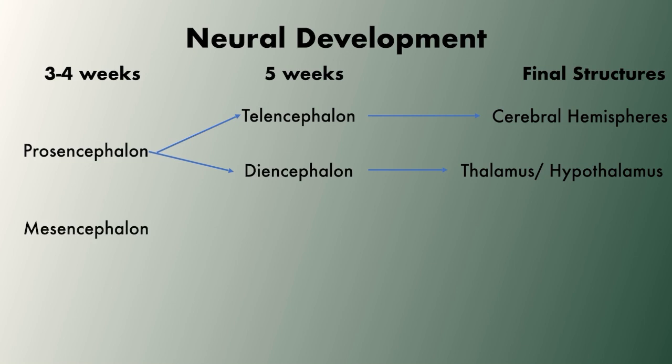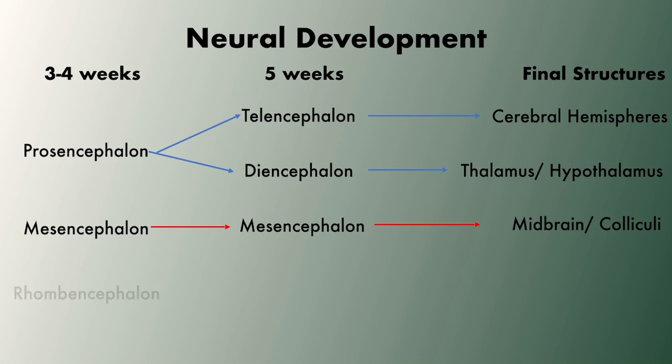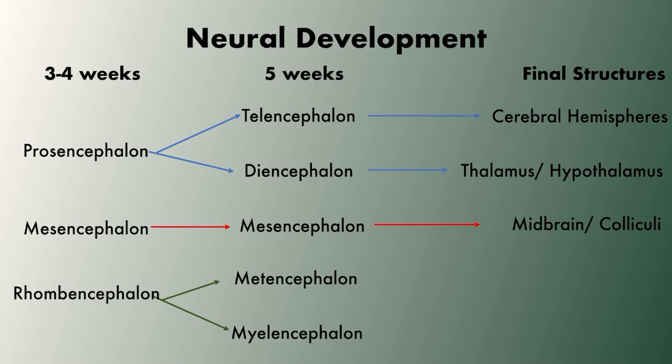3 to 4 weeks, the mesencephalon. At 5 weeks, it remains the mesencephalon. And the final structures, midbrain colliculi. Rhombencephalon at 3 to 4 weeks. At the fifth week, that's right, we get myelencephalon and metencephalon. Of course, our final structure for the metencephalon is pons and cerebellum. And for the myelencephalon, that's right, medulla oblongata.